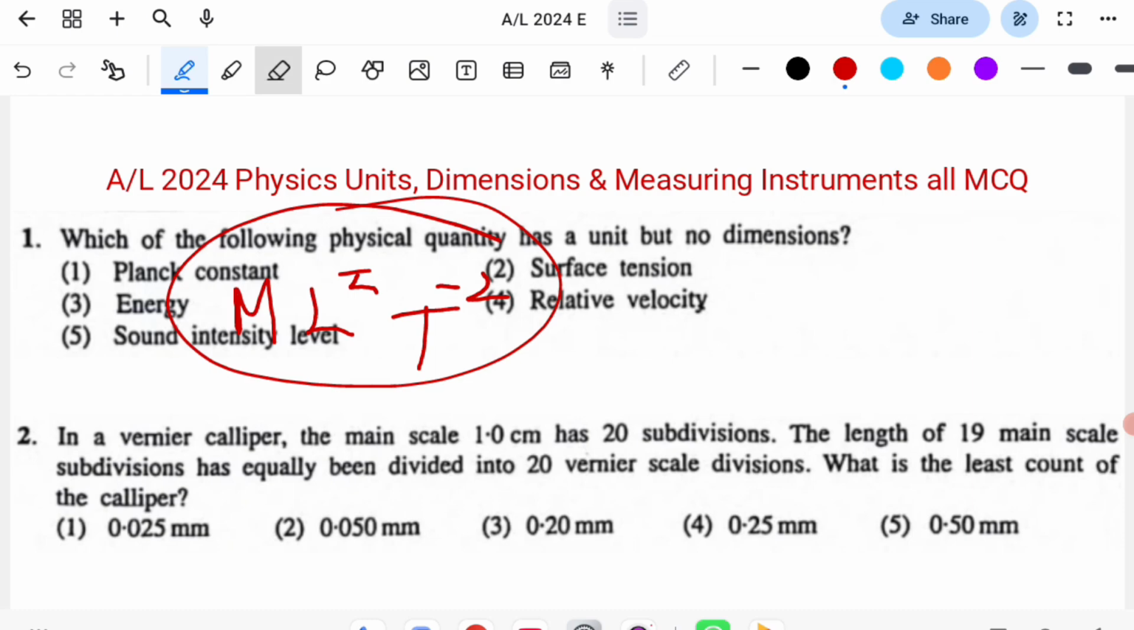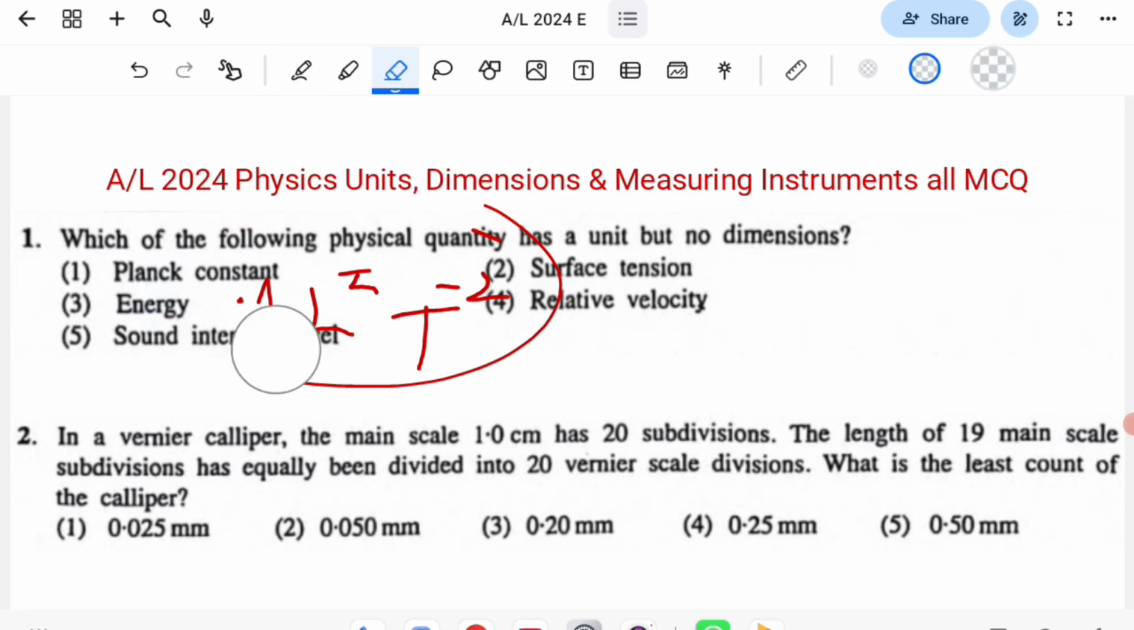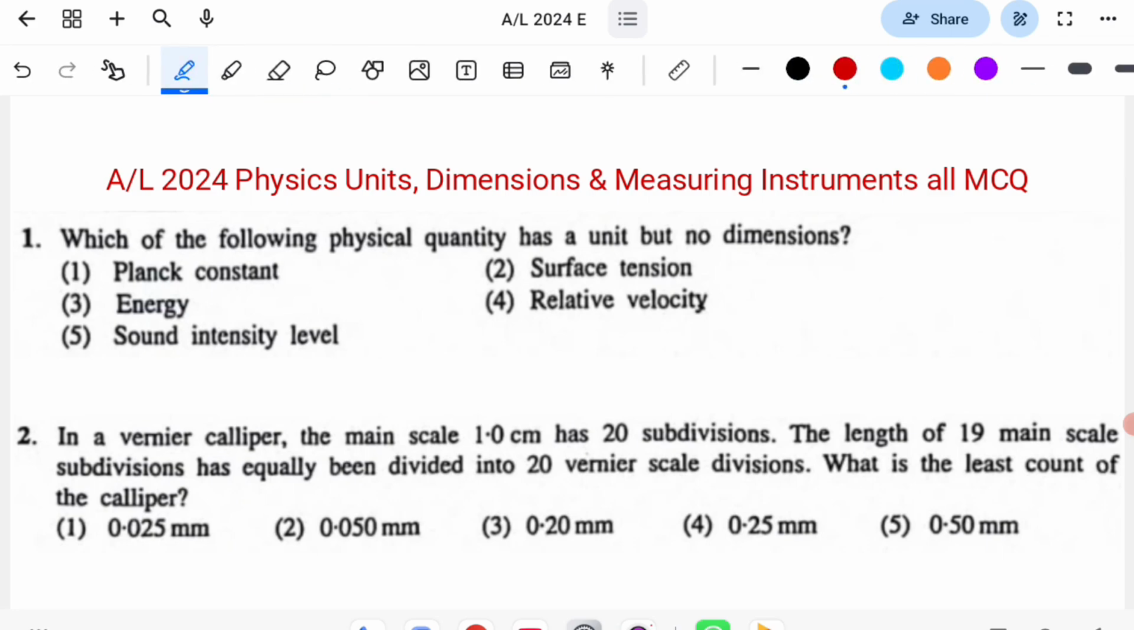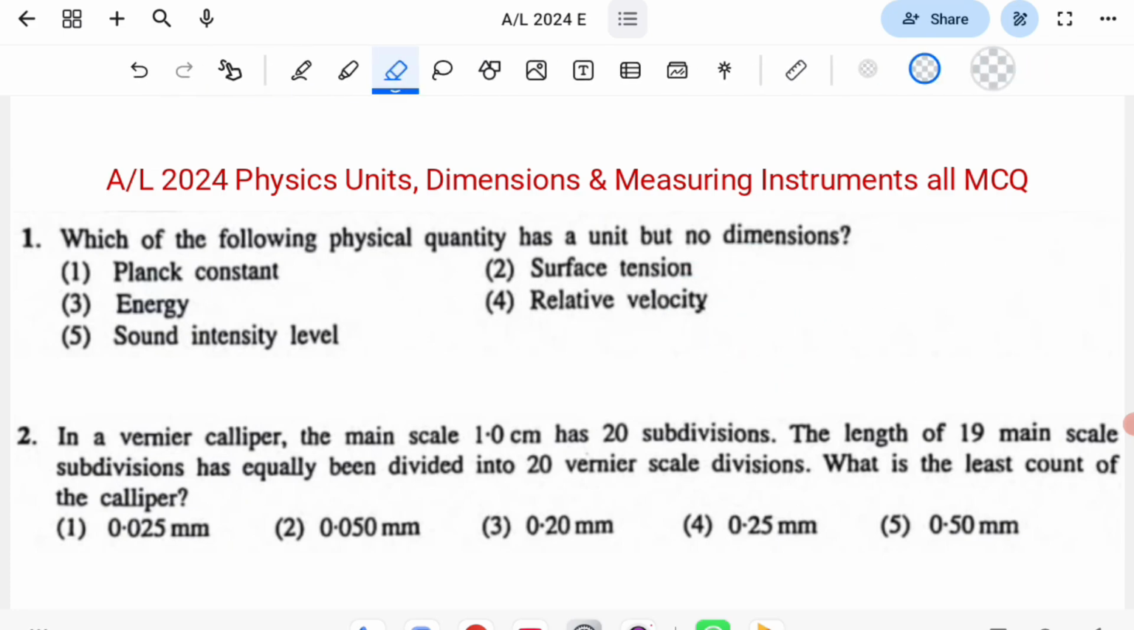dimensions. Then relative velocity. When considering relative velocity, it is the difference between two velocities. Therefore, the dimension of relative velocity is the same as velocity, LT⁻¹. Therefore, we can get the unit, meters per second. There is a unit and dimension.